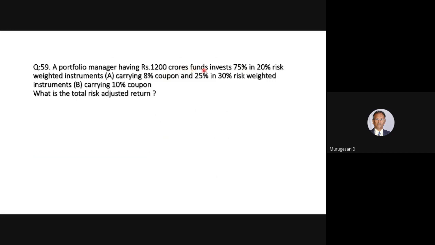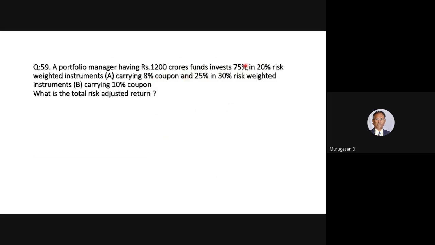Out of the 1,200 crore, 70% is invested in the 20% risk category, carrying an 8% coupon. 20% risk but 8% coupon. So the real return is 8 into 80%, which is 6.4%. 8% return, but 20% risk, you see. Now the remaining.